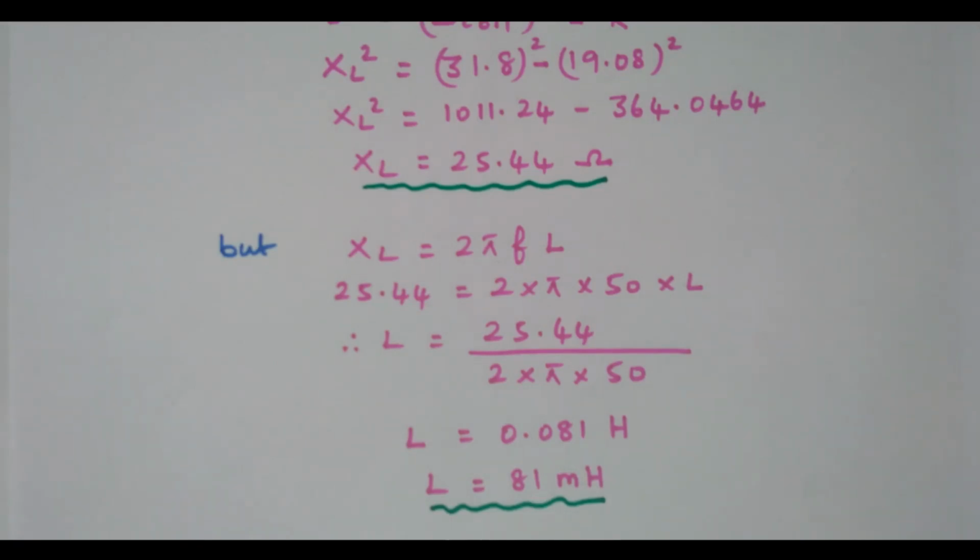So in this problem we calculated resistance and inductance of a given coil. Based on the given condition, the value of R and L is calculated. So in this video we discussed the solved problem based on the RLC series circuit.